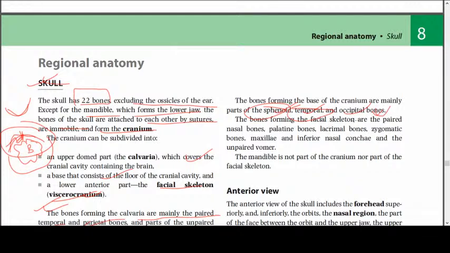The bones forming the facial skeleton are the paired nasal bones, palatine bones, lacrimal bones, zygomatic bones, maxilla, and inferior nasal concha, and the unpaired vomer bone.